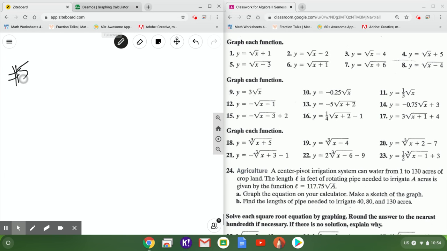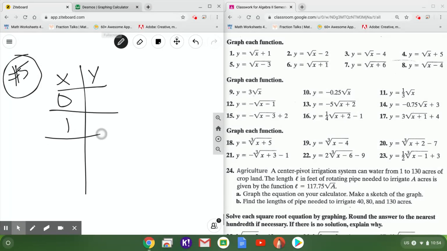here's number 5. I'm going to do number 5 because it's a little bit different. It's underneath the square root sign. Here's my x and here's my y. If I use numbers I know how to square root, I'm going to end up subtracting 3 from it. So if I use the same numbers, 0, 1, 4, 9, and 16, I'm going to be subtracting 3 before I square root. So this is going to actually end up being the square root of -3, which doesn't work.